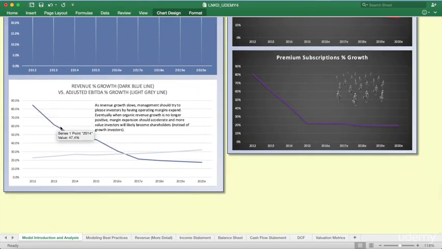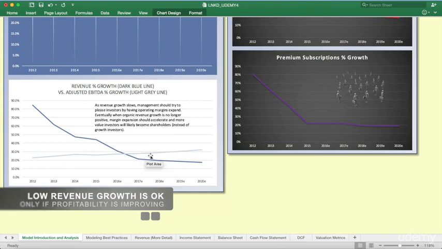The blue line here is revenue from the model, and the light blue line, or I think that's light gray, whatever, is expenses, or I should say margins. Although revenue growth is slowing, which again is okay, it's a big company, margins are going to increase, which is normal. When growth slows, usually you get margins increasing.